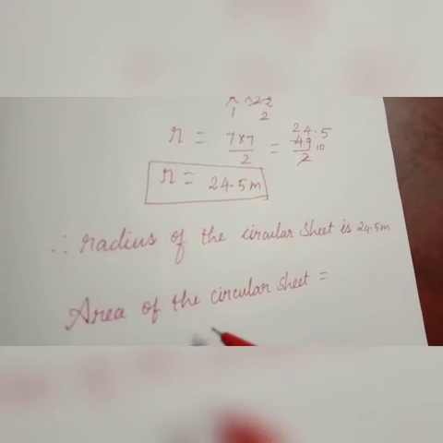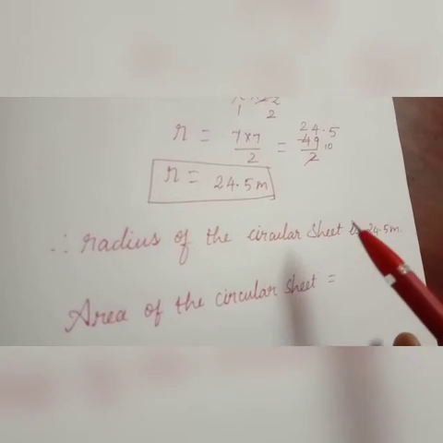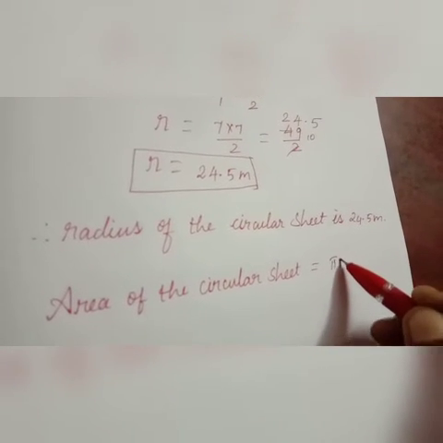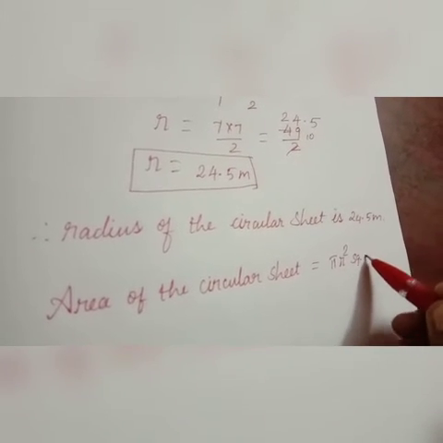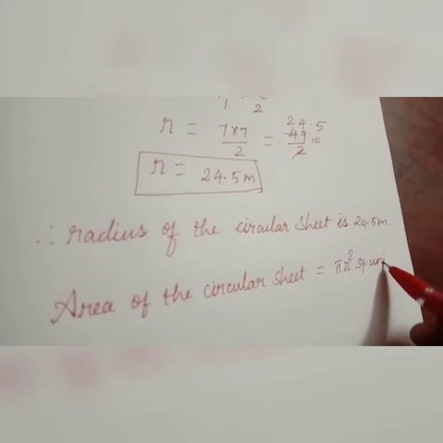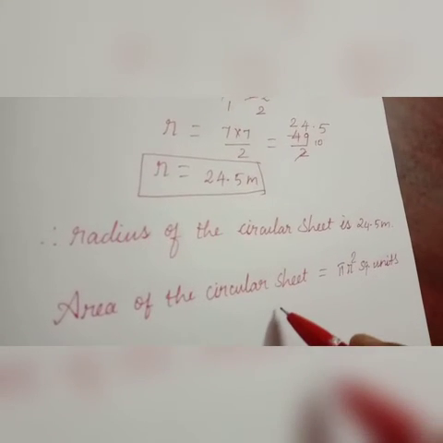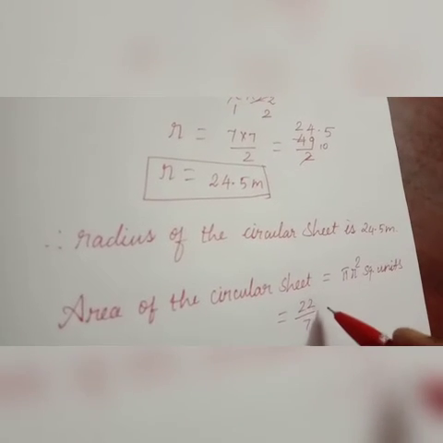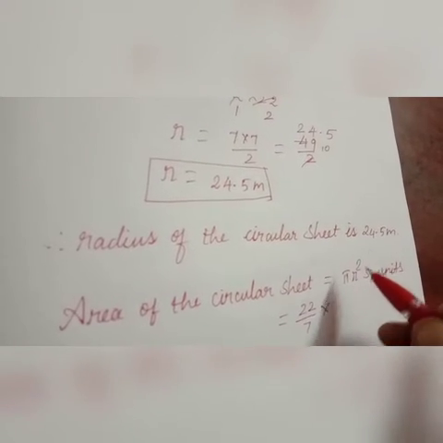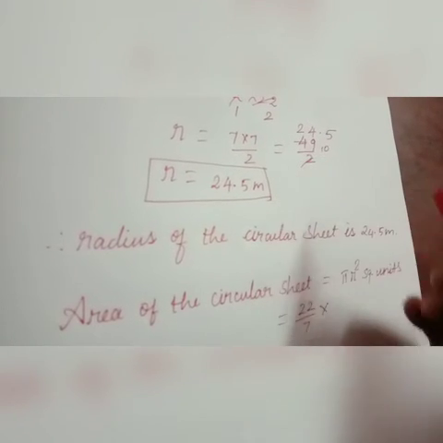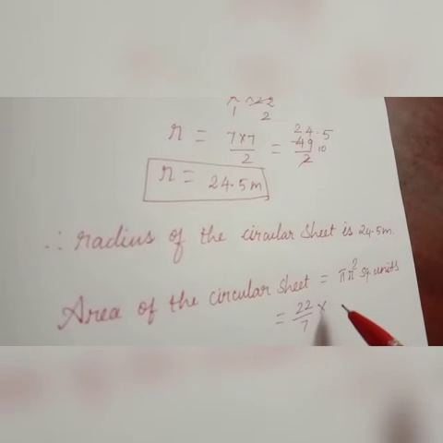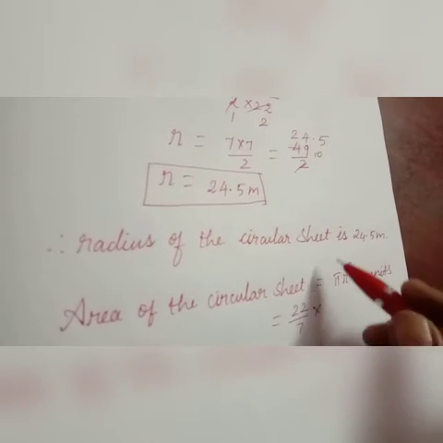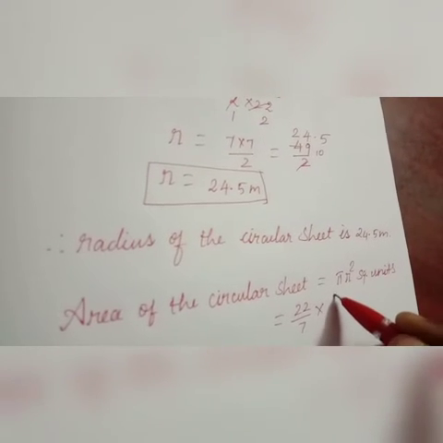Next, which one also do we have to find? Area. Area of the circular sheet. The formula for area of the circle is pi r square, square units. Instead of pi, we should take 22/7 because in the question itself that is given. And instead of r, you can substitute 49/2. Why I ask you to substitute 49/2: if you write in fractional form, it's very easy to cancel. Then finally we can simplify.